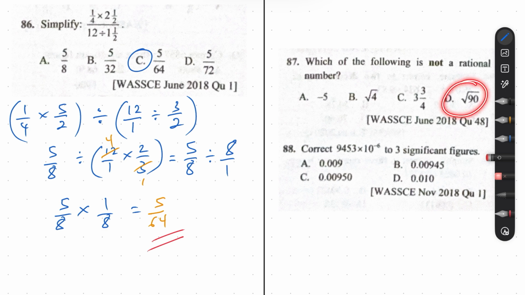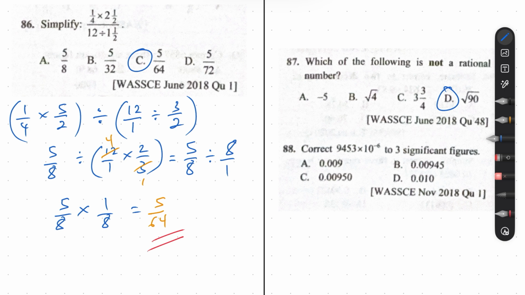But is this here a rational number? No, because you're going to have 3 roots of 10, and the square root of a non-square number is irrational. So this is not a rational number, so our answer is D. Cool. Let's move on to question number 88.